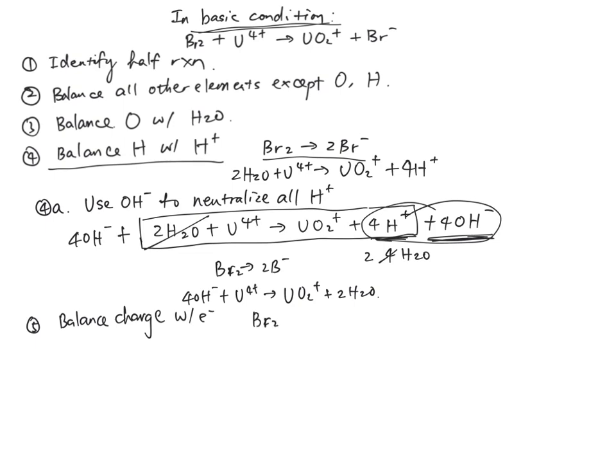Br2, 2Br negative, 2 electrons on the left side, charge is balanced. We already talked about that. Now, the other half reaction: a hydroxide is -1, 4 of them is -4, and U4 plus by itself has +4. So -4 and +4, the total is 0 charge on the left side. And then on the right, +1 and 2 neutral molecules, so the total charge would be +1.